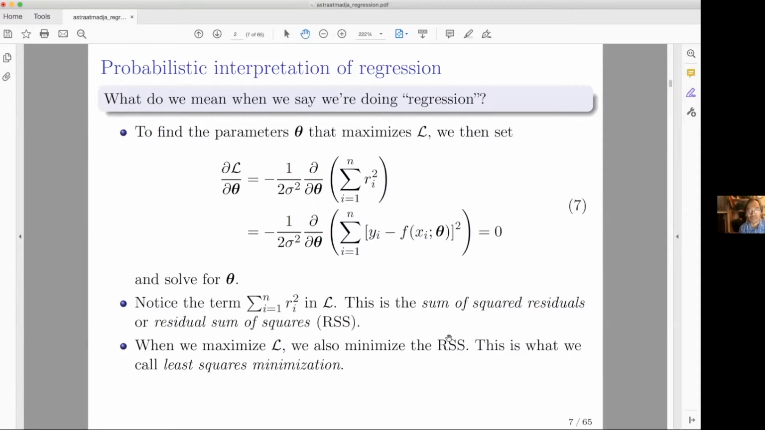Now, if we want to find the parameters that maximize the posterior, then same as before, we solve this for theta. I think we already discussed this before, but let's just discuss some terms here. Look at this term here. This is called the sum of squared residuals, RSS. That's why this is called least squares minimization, because we want to minimize this term.